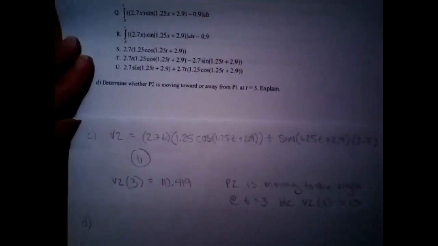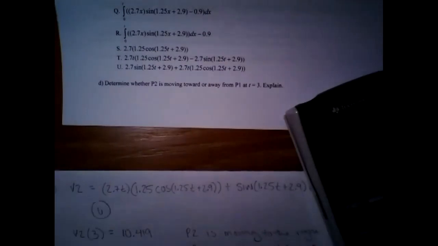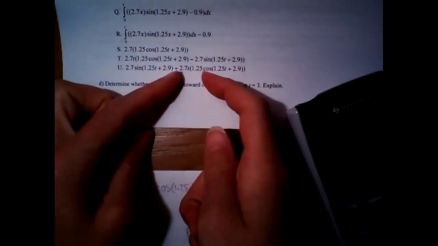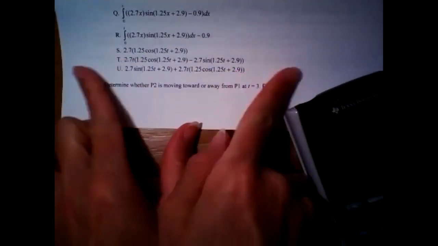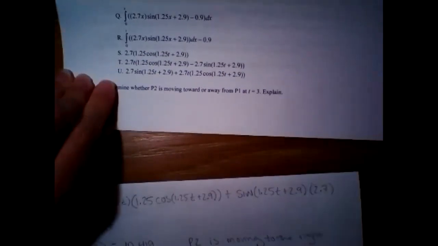All right, and then last one, determine whether P2 is moving toward or away from P1 at time 3. There's kind of a lot you need to look at to get that. You need to find out where both the particles are and which direction they're moving. For example, if one's here and one's here and they're moving this way, they're going towards each other. If they're moving this direction, then they're going away from each other. So you have to figure out where they are and what direction they're both moving.